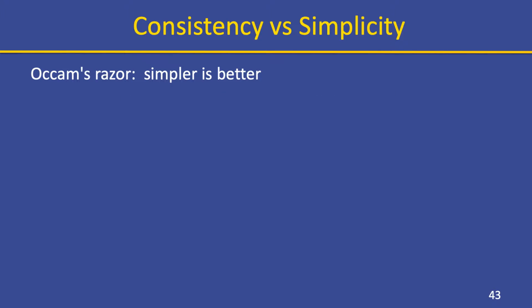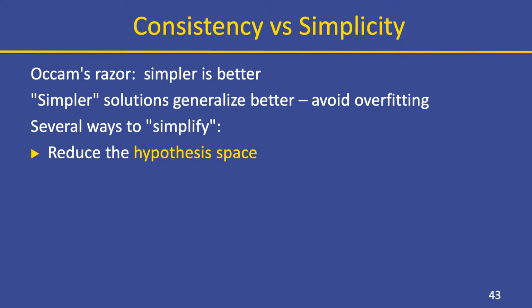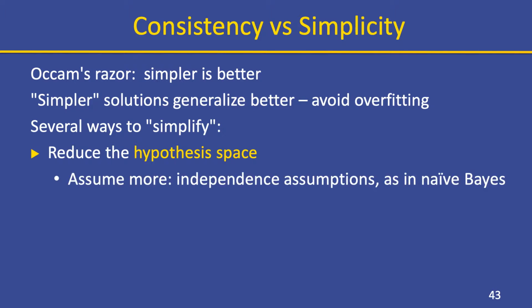Now, it may be very subjective to define simpler, but in practice, simpler solutions generalize better. They avoid overfitting. And there are several ways to simplify here. One way is to reduce the hypothesis space. One way to do that is to make assumptions, like the independence assumptions that we made in naive Bayes. That's one way to simplify, to reduce our hypothesis space.